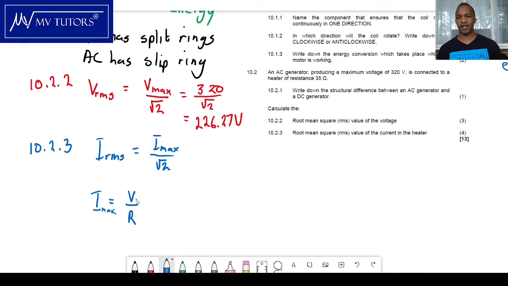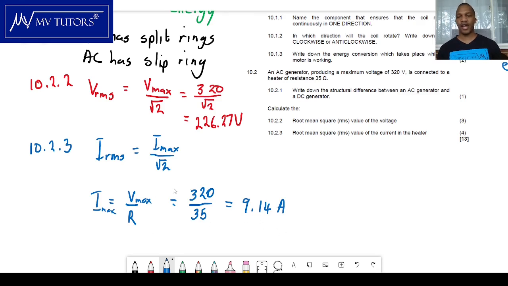Okay, so let's say that's Imax. We're looking for Imax, so we use Vmax as well. So what's our Vmax? We've been given 320. That's our Vmax divided by our R. What's our R? We've been given is 35 ohms. So 320 divided by 35, you put that in a calculator and you will get 9.14 amperes. Okay, that's Imax.